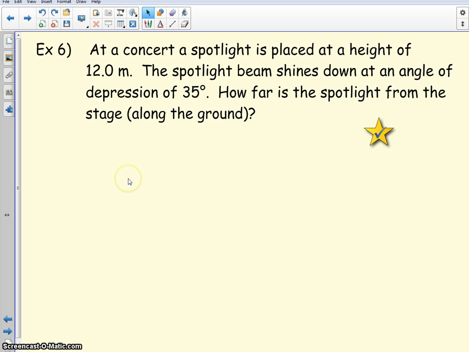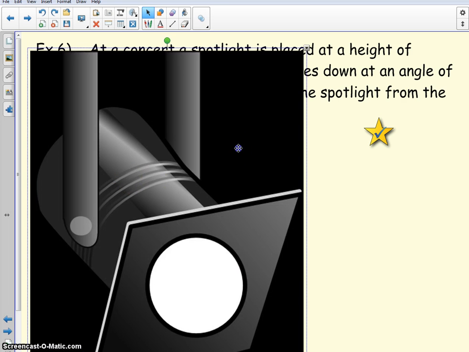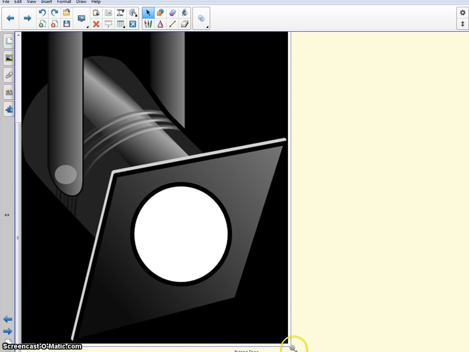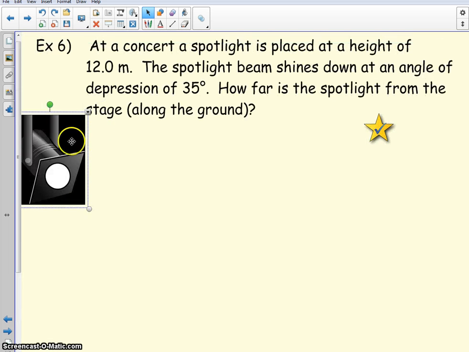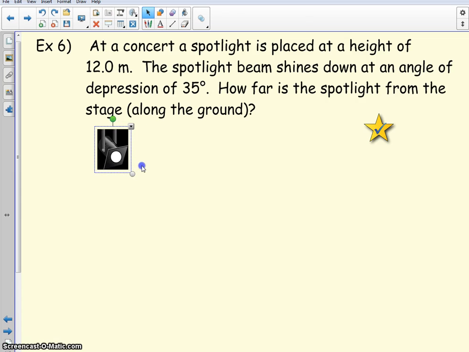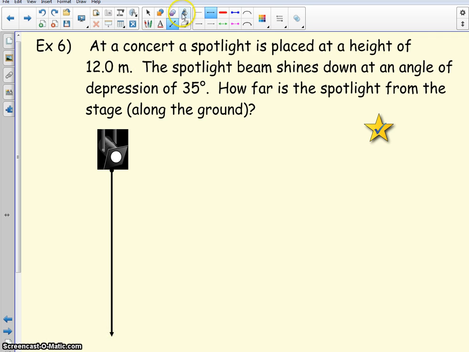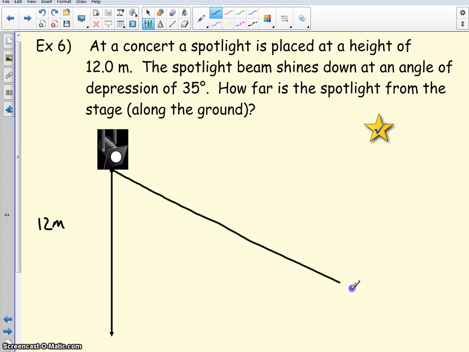Okay, let's take a look at a picture here. So there's a spotlight. Let's make that a little bit smaller here. And so with this spotlight, it's hanging above the ground, and we're going to say that's at a distance of 12 meters. And it shines at an angle of depression of 35 degrees towards the ground.